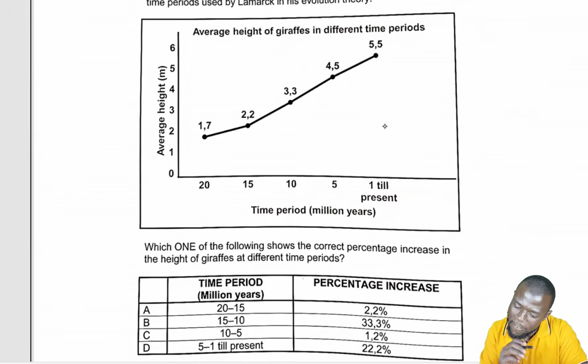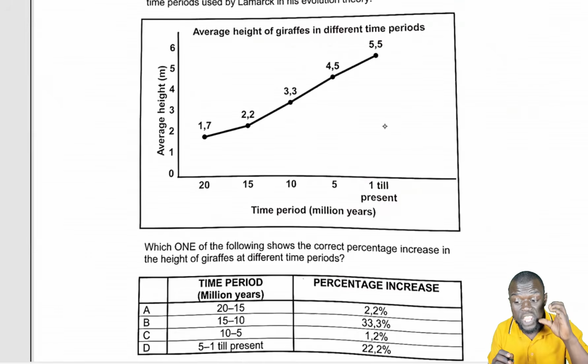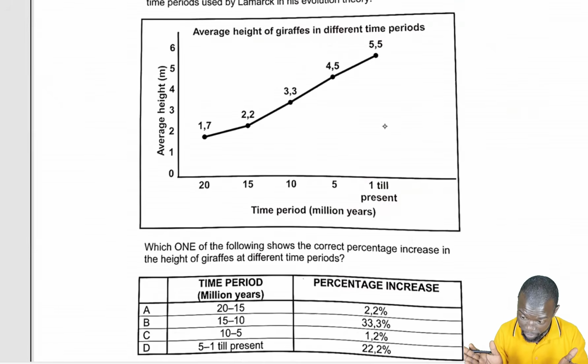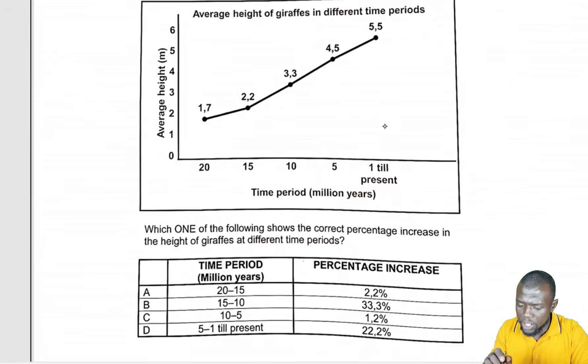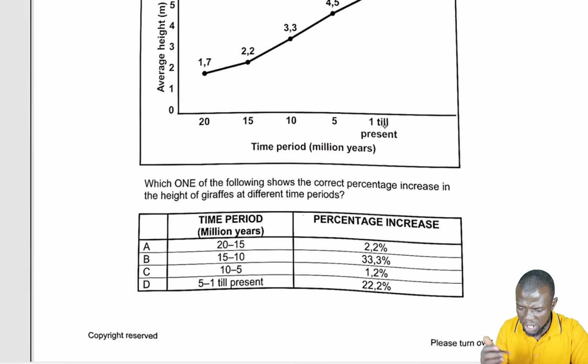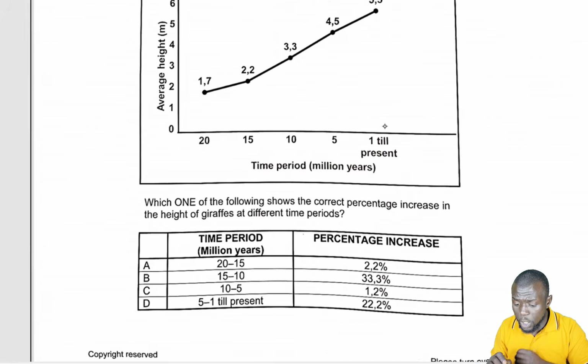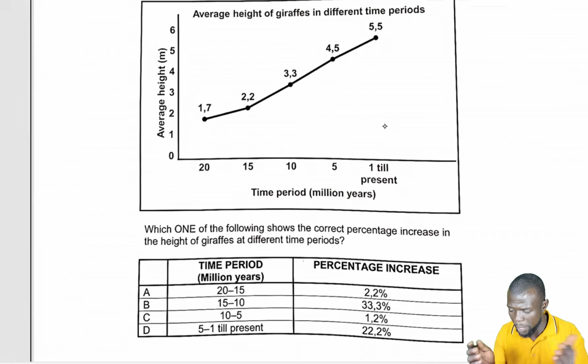1.1.8. The graph below shows the average height of giraffes in different time periods, used by Lamarck in the evolution theory. All right, it's a story. The average height of giraffes in different time periods. Okay, sharp. Which one of the following shows the correct percentage increase in the height of giraffes at different times of the year or periods?